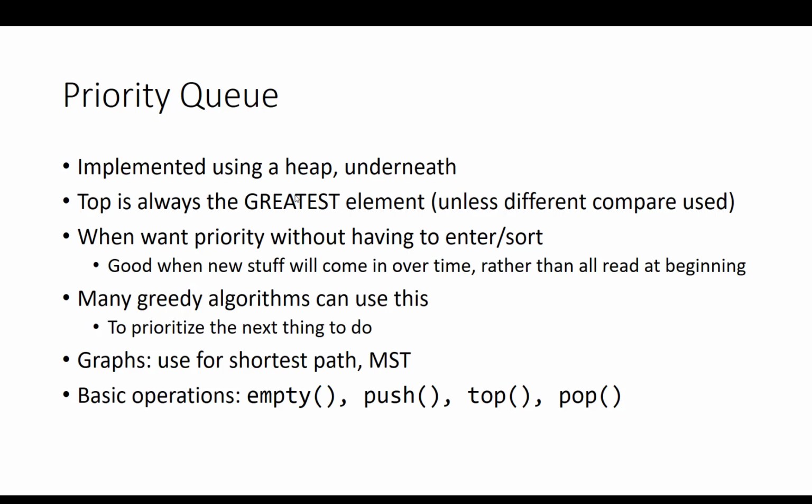And I'll mention that another simple hack is, if you want the lowest priority, so you want the lowest number instead of the highest, you can just enter the negative of everything and pull it out and use the priority queue. You just have to remember that you're always pushing in negative values, and then you have to negate things when you pull them out at the end.